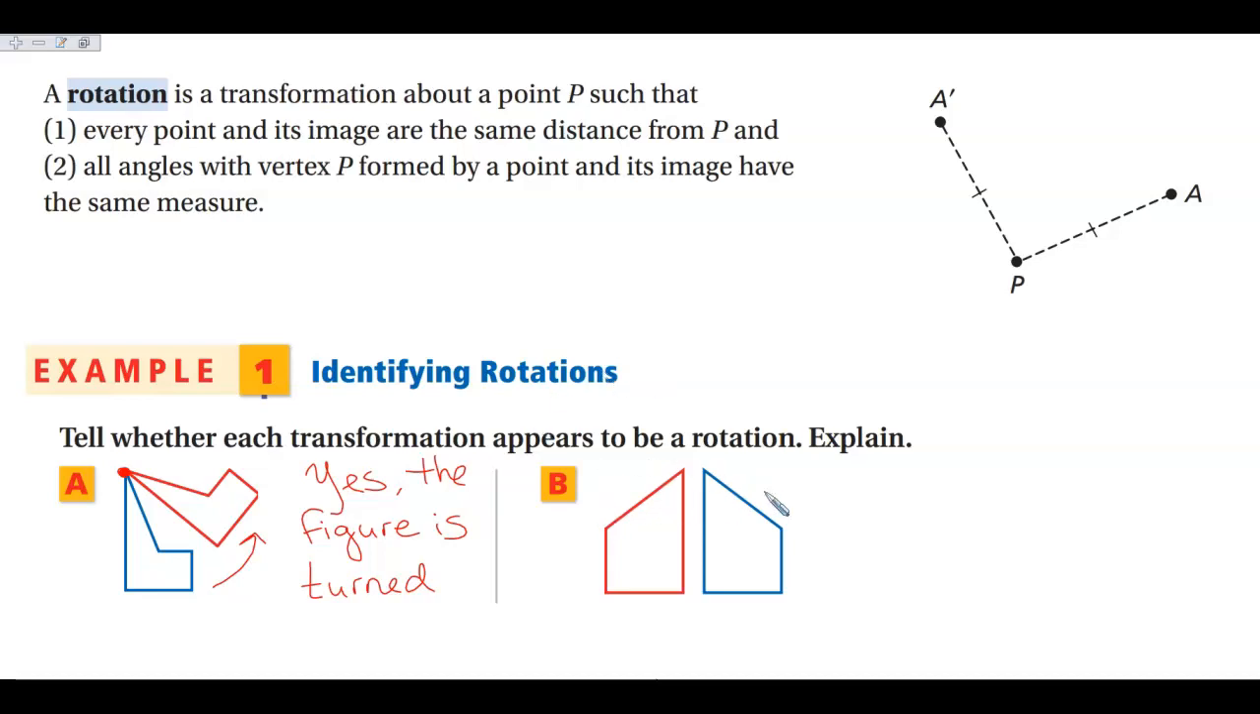Part B, we're looking to see if this is a rotation. And you should notice pretty quickly that we're not turning this figure. This is actually a reflection. So no, this is a reflection, is how we're going to answer this one. All right, if you have any questions on that, go ahead and write it down now.